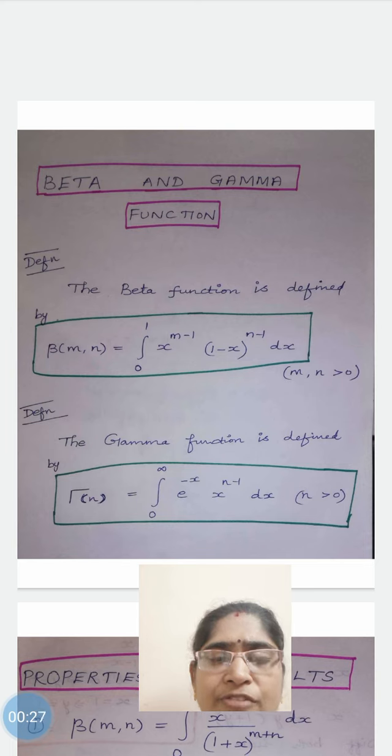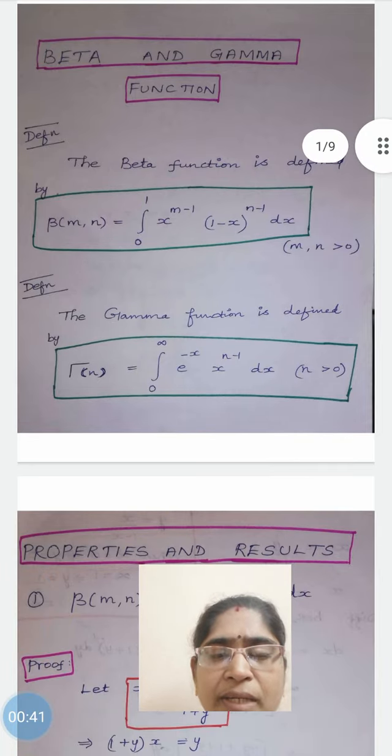Now coming to the definition of gamma function, the gamma function is defined by gamma of n is equal to integral over 0 to infinity e to the power of minus x into x to the power of n minus 1 into dx, where n is greater than 0. These are the definitions of beta and gamma function.